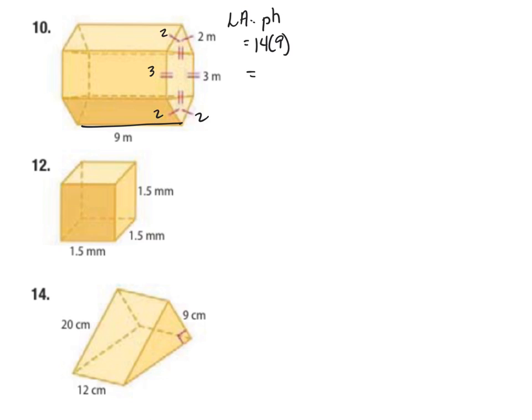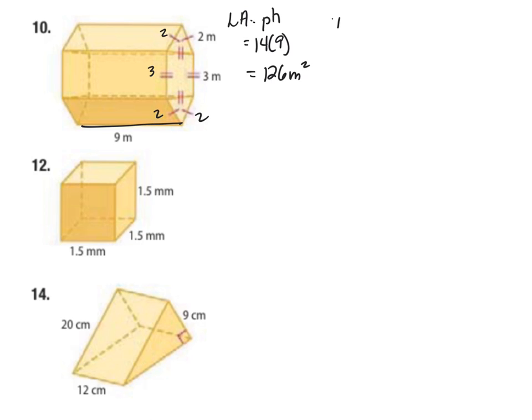Notice that this particular polygon is not sitting on its base. The bases have to be identical polygons. They have to be parallel to each other. Okay, and I'm going to get 126, and it's still in square units, so I get square meters there.